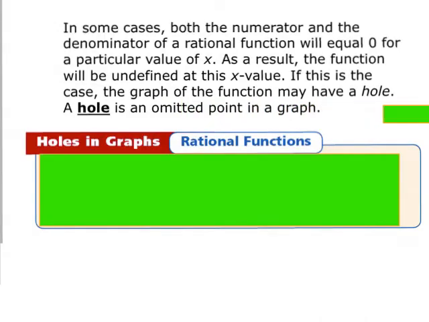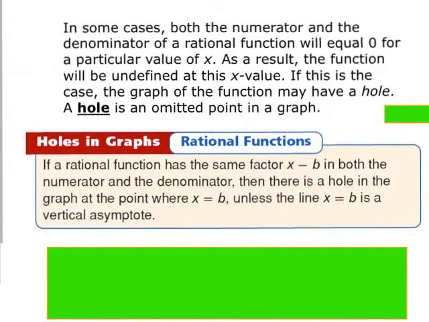Now that you've taken a break, let's come back and take a look at holes. Again, in those definitions that you had last class period, one of them was a hole. So what is a hole? A hole is an omitted point in the graph. Now, how do you come up with holes in the graph? Well, this is how that happens.